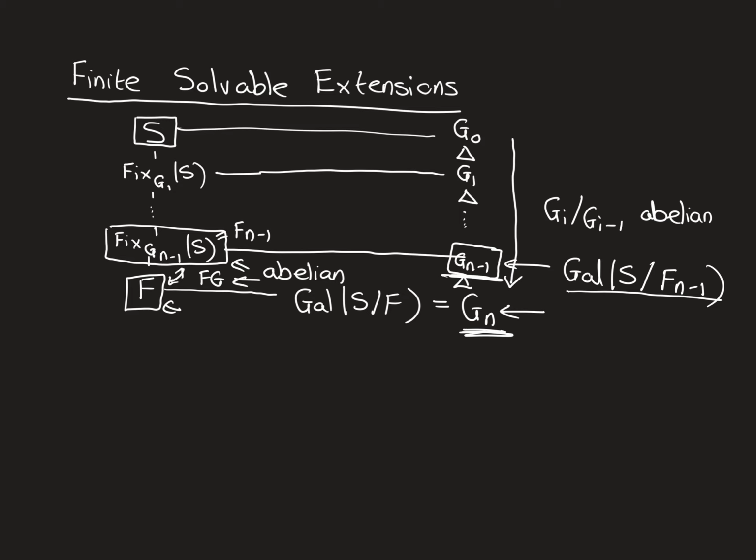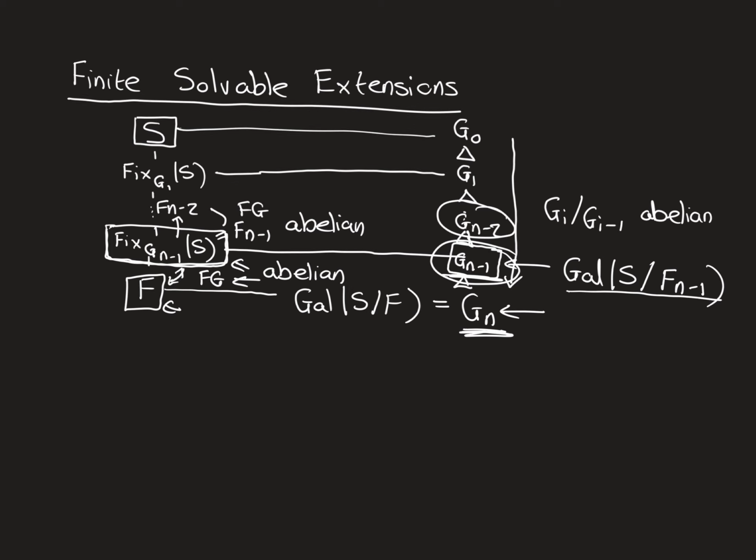And now actually you can continue this on, because now if I go up to the next one, which we could call Fn minus 2 here, corresponding to Gn minus 2, well, again, you can do exactly the same thing. So you can say it is going to be a finite Galois extension of Fn minus 1 because of the fact that this one here, Gn minus 2, is normal inside Gn minus 1. And again, its Galois group is going to be Gn minus 1 quotiented out by Gn minus 2, which is going to be abelian. And therefore, we can conclude this is a finite abelian extension.